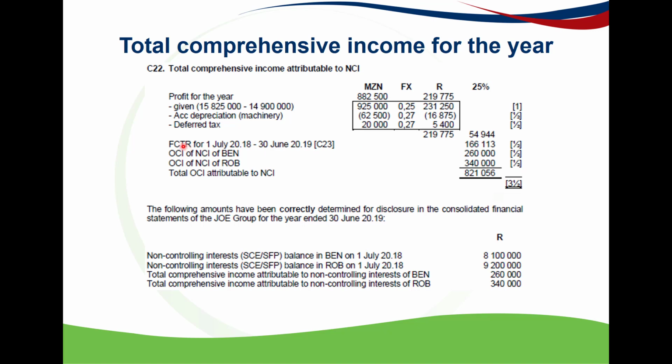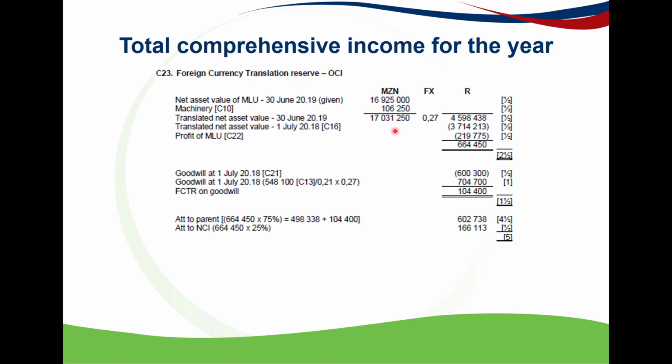Then there's the FCTR movement for the current year, which we'll get to now, and then we have what was our total OCI attributable to NCI. The OCI movement for the year was the net asset value of the foreign operation at year end, what was the machinery's value at year end. Using the closing rate, we get our Rand value. Then we know what was the opening value for the net assets, the current year's profit, and there we have what was our closing or the current year's FCTR movement. Then we calculate what was the FCTR on goodwill movement, and then if we split it between the parent and NCI, we get their respective balances.